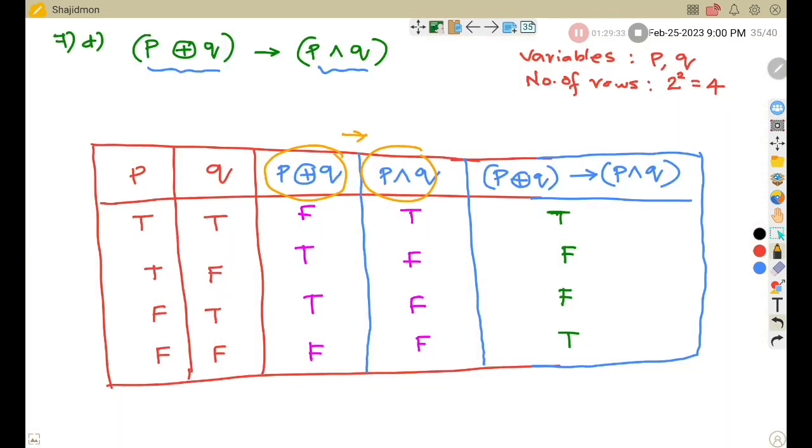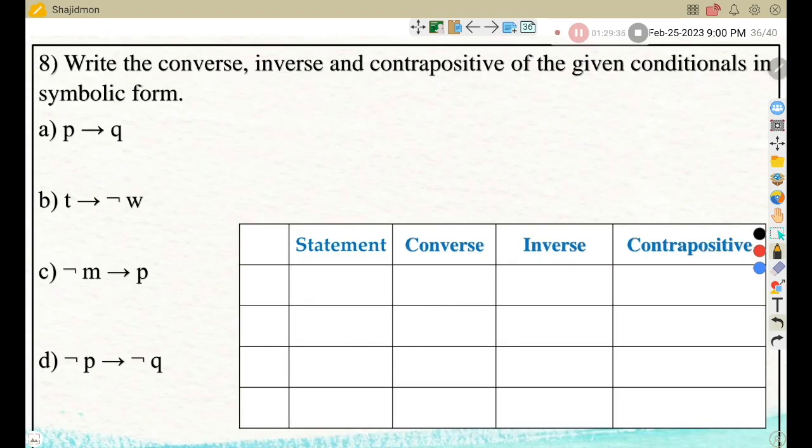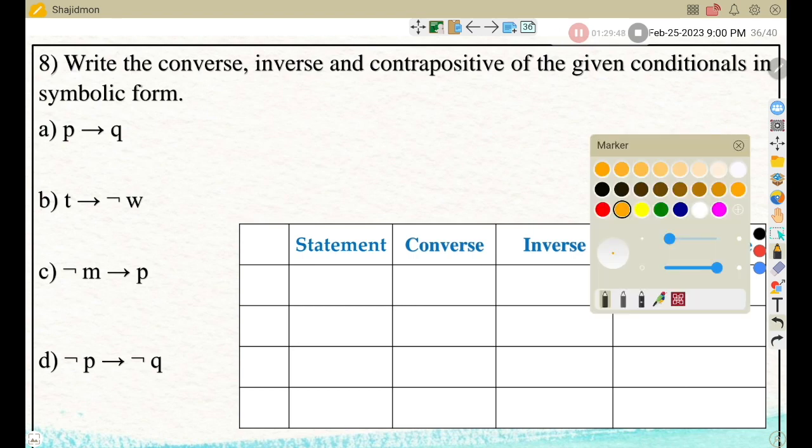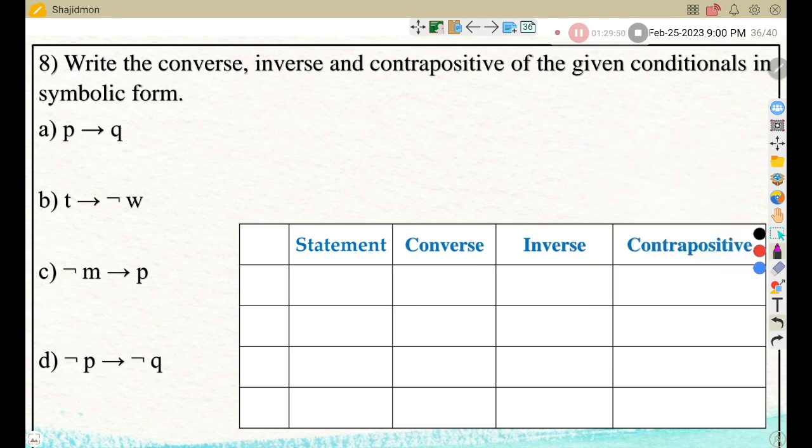Okay, now let me go to the question number 8 here. Question number 8. Write the converse, inverse, and contrapositive. That is the question. Write the inverse, converse, and contrapositive. So these three: converse first, then inverse, then contrapositive. First, P gives Q. So the first question, A part, P gives Q. What is the converse actually? Write in the reverse. Q implies P, correct?